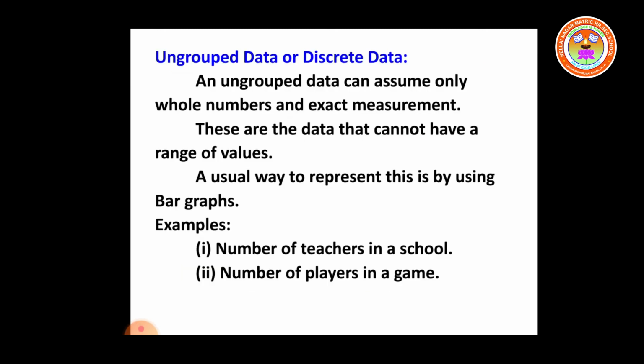First of all, we will see ungrouped data or discrete data. An ungrouped data can assume only whole numbers and exact measurements. These are the data that cannot have a range of values. A usual way to represent this is by using bar graphs. Later we will see bar graphs. For example, number of teachers in a school and number of players in a game.